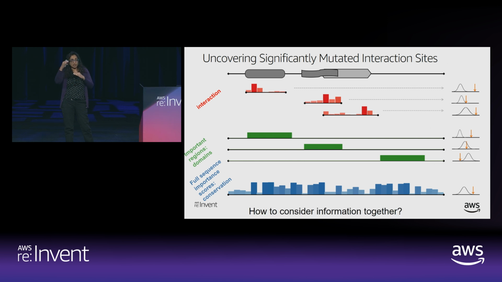So how do we have all these kind of independent sources of information within the same protein sequence? How do we consider all of them together? This is tricky business because you can see that these different sources of information hit overlapping portions of the sequence.